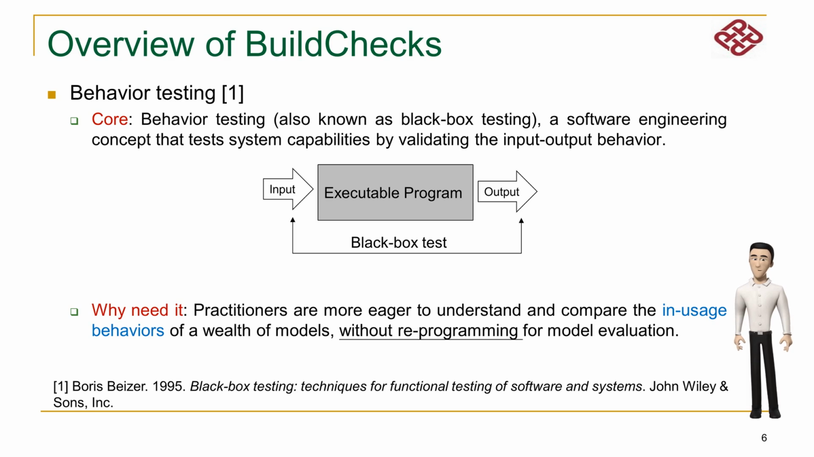Let's show the definition of behavior testing. It is also known as black box testing. A black box test tests system capabilities by validating the input-output behavior without the knowledge of the internal structure. And we, for the very first time, bring behavior testing to ML models in smart buildings, and define organized tests. As a result, the users are more eager to understand and compare the behaviors of a wealth of models, without a lot of repetitive programming to test the models one by one.